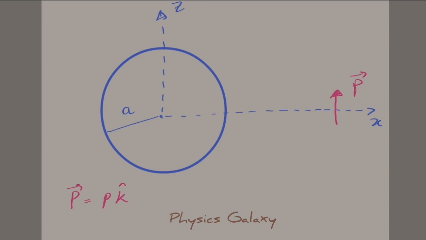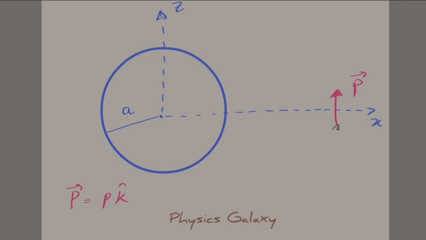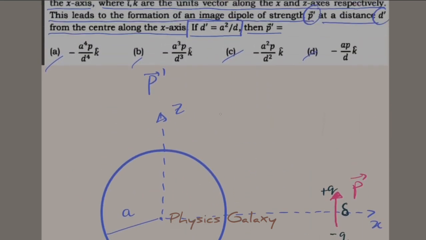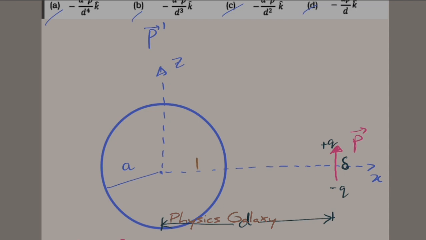We know this p vector, or p dipole, is basically two charges: one is a minus charge here and one is a plus charge here, and there is a separation that I will denote by delta. This is what a dipole is, right? And this d is the distance that is given. This is the distance d of this dipole, and I have my image dipole, that is p dash. So this is my image dipole here.